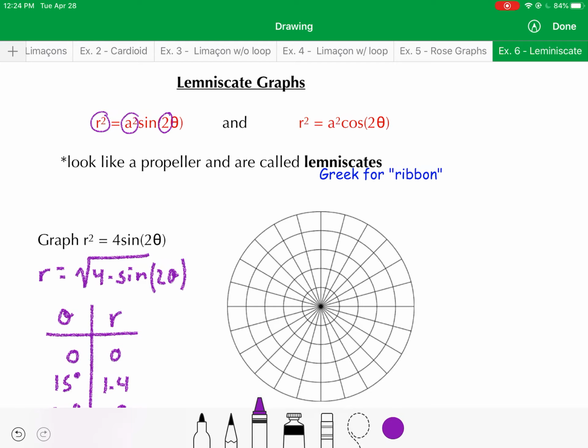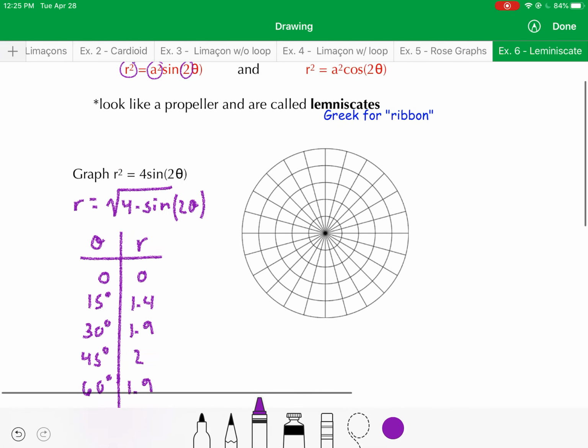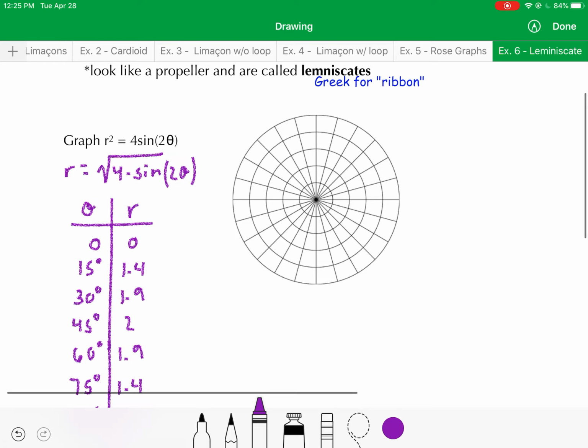These are going to graph to look like propellers, and sometimes they're referred to as ribbons. Lemniscate is actually Greek for ribbon, and you'll see more of why that is named that way once we get the graph here, okay? So let's graph r squared equals 4 sine of 2 theta. Now, if you're doing this yourself, to come up with values for r, understand that you're going to have to square root both sides of the equation. So when I make this table that you see here, I'm actually using this version of the equation, okay?